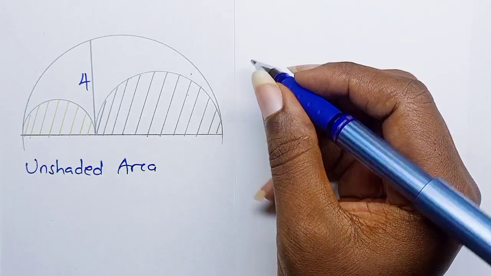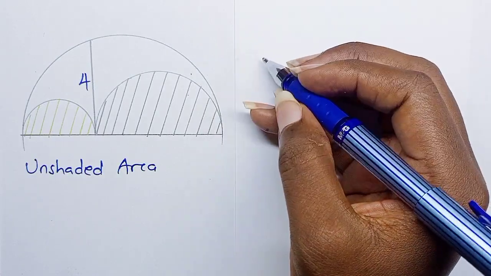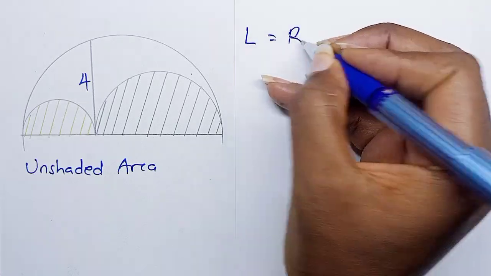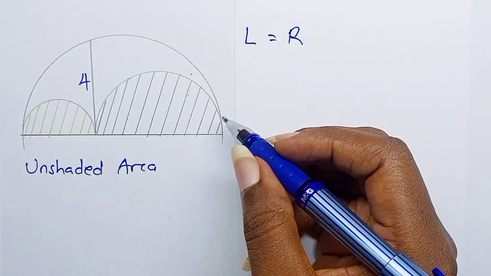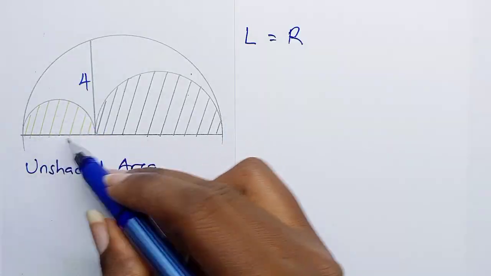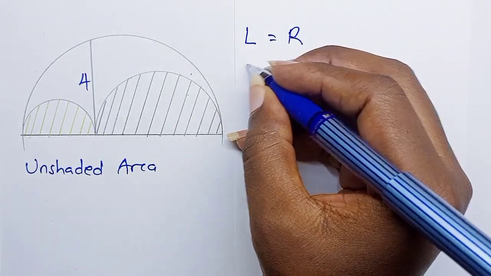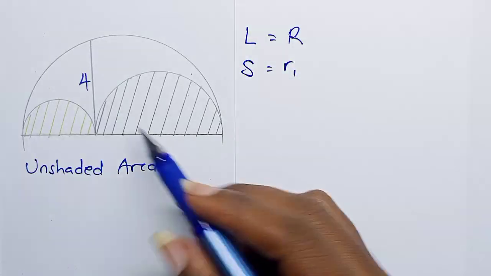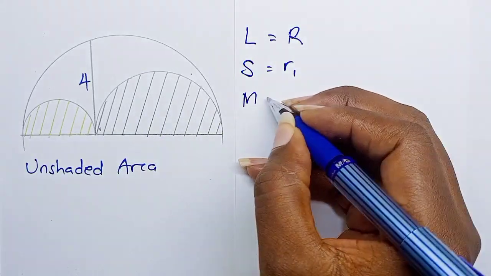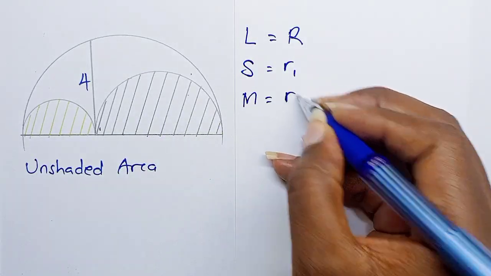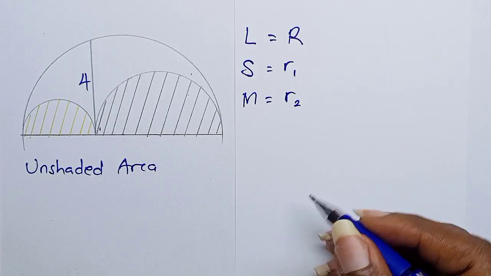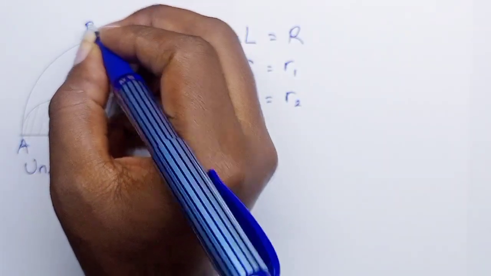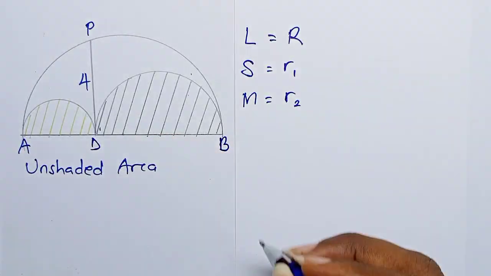Now let us let the radius of the largest semicircle be capital R, and let the radius of the smallest semicircle, this one, be R1, and for this one, the medium one, let its radius be R2. Let's call this point A, this B, let this be P, and here D.